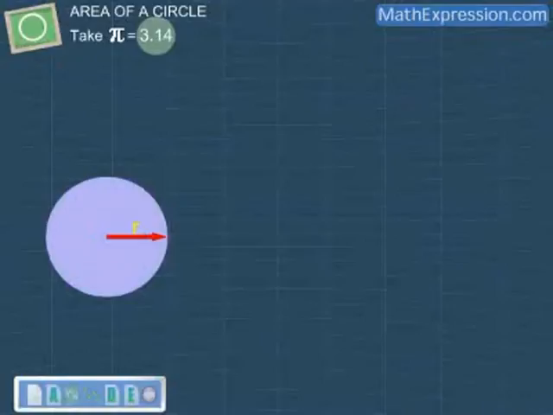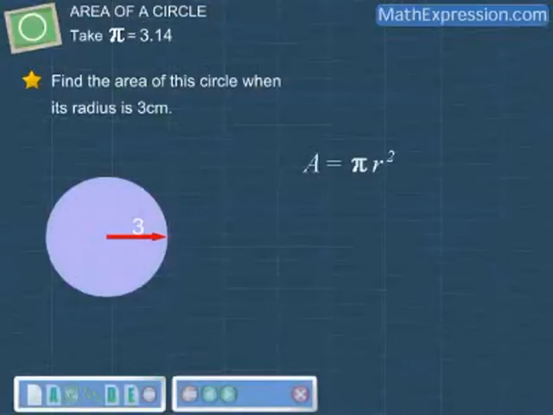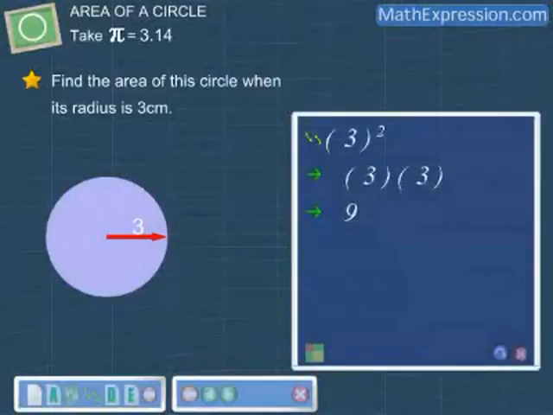Find the area of this circle when its radius is 3 centimeters. To solve this, we start with the formula for the area of a circle, A equals pi r squared. Since the radius is given as 3 centimeters, we can substitute r with 3. Next, we can simplify 3 squared. 3 squared is actually 3 multiplied by 3, which is equal to 9. Let's write down this number.